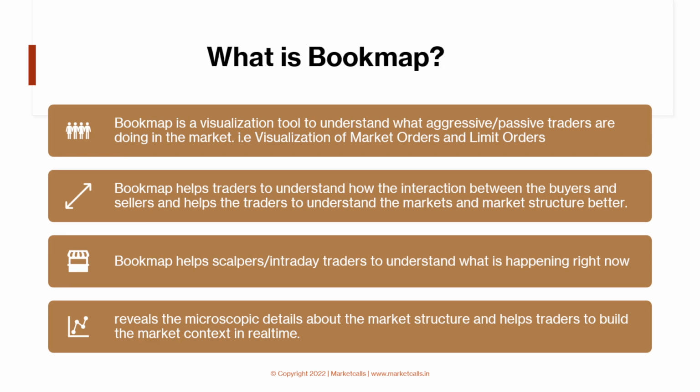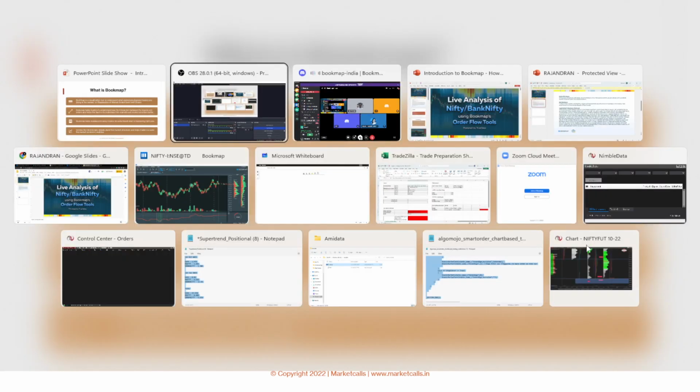When I say market context, the words mean what buyers are doing, what sellers are doing, who is doing a good job, whether buyers are doing a good job, or whether any exhaustion is happening, or absorption is happening, or buyers are driving the markets. Maybe I'll show you the Bookmap tool over here. This is the current Bookmap tool which is running at this point in time.